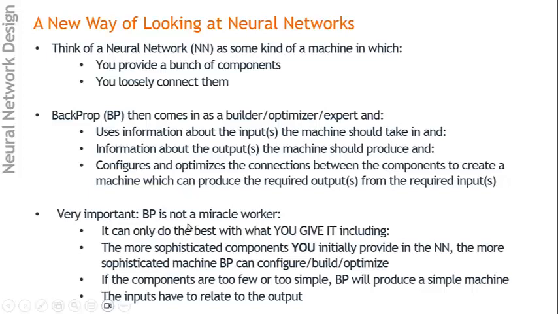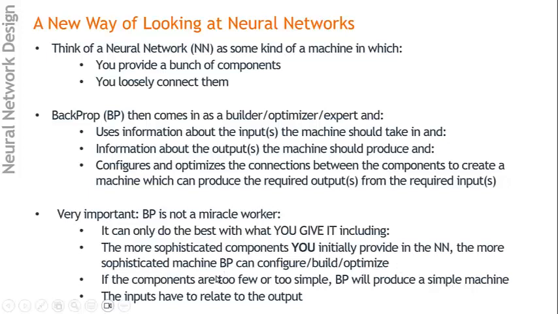Now, backpropagation is not a miracle worker. It can only do the best with what you give it. So you have to decide the components. You have to decide how sophisticated the machine should be. So if the components are too few or too simple, the backpropagation will produce a simple machine which may not be adequate for your task.